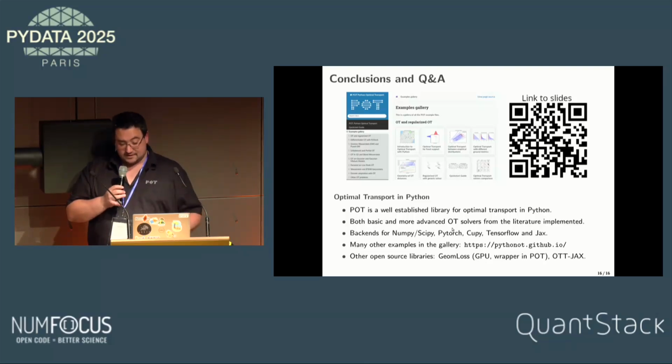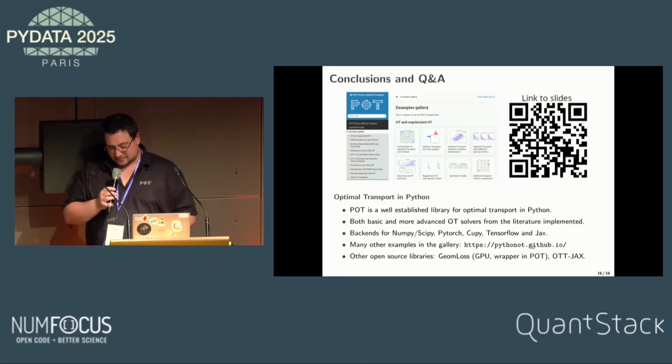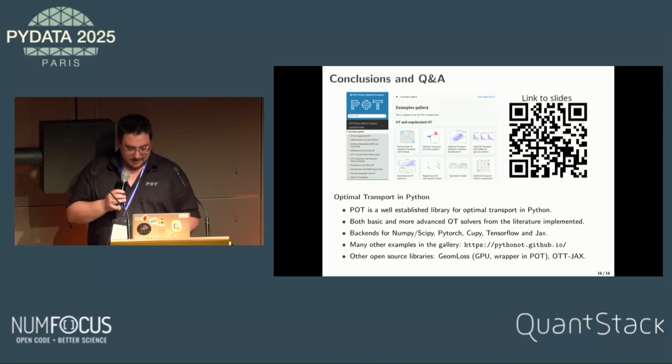There are backends, so you can basically give any of those arrays and it's going to work. Let's be frank here, TensorFlow and JAX are slow in POT because I don't know why my backend compiles very badly, and so they are slow, but they do work, okay? You have many examples in the gallery. Most of the illustrations I show you, I just copied them from the example gallery in the doc.